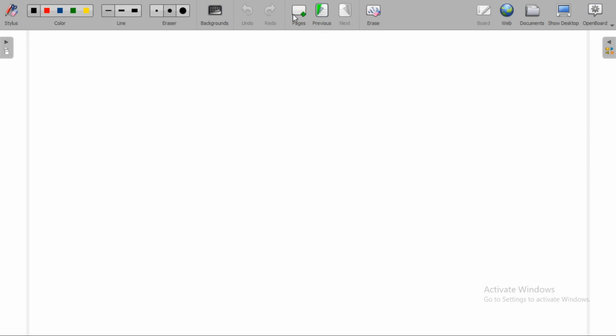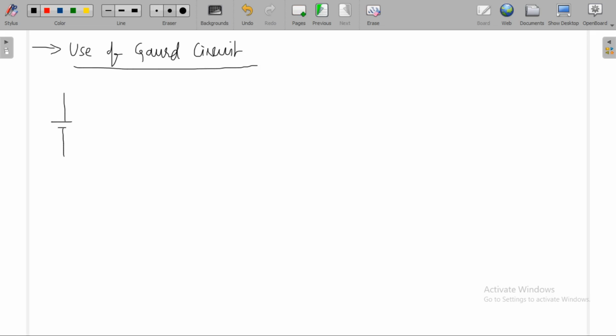Now, use of guard circuit. What is the use of guard circuit? Without using guard circuit, how does the circuit look? Anyhow, this will be voltmeter, sorry.